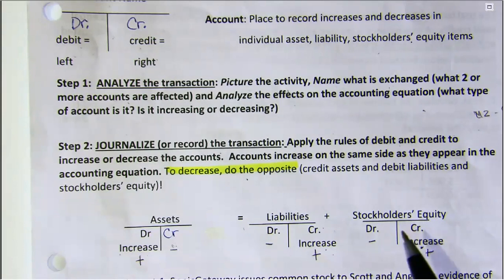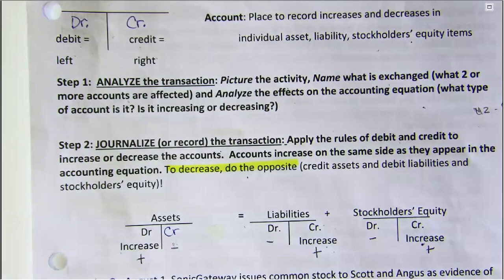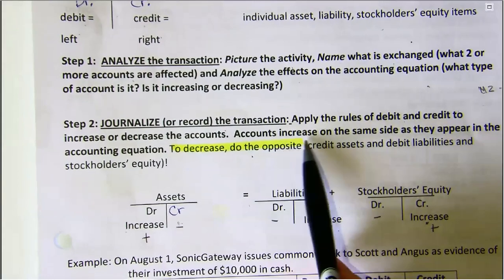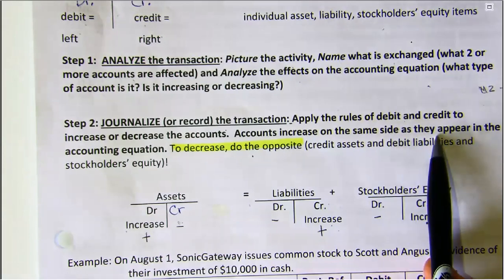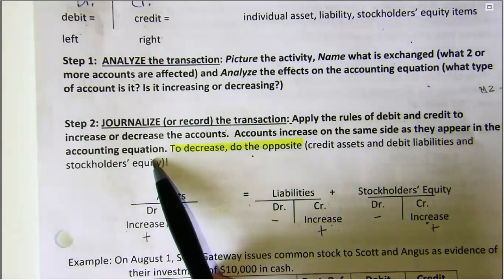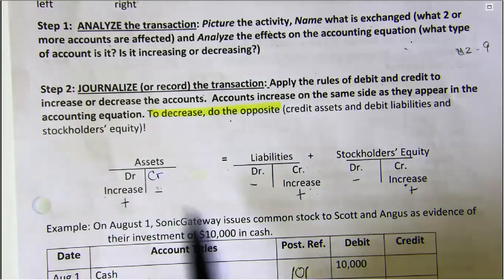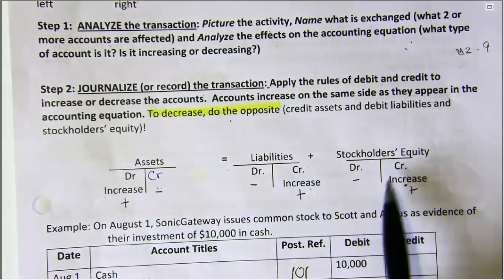So what we're going to do is we're going to switch out our pluses and minuses for the words debit and credit. And instead of using pluses and minuses, we'll use the words debit and credit. So the rule is accounts increase on the same side as they appear in the accounting equation. So here's the accounting equation. I put a little T account under each. Remember, the debit side is always the left side. The credit side is always the right side.